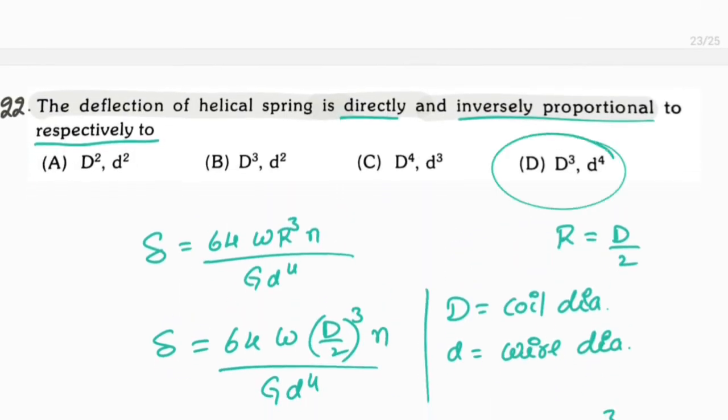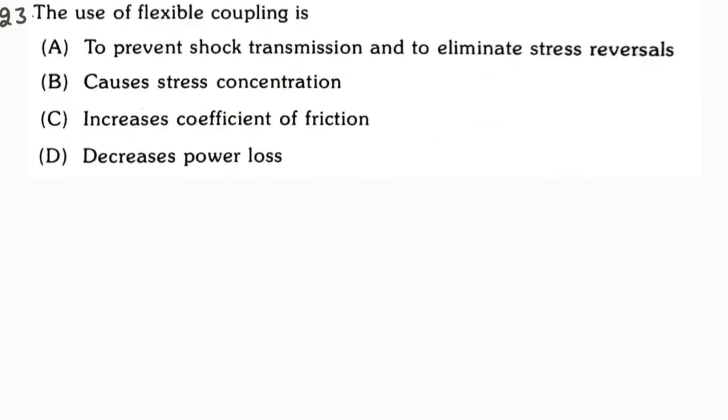Look at option D. Option D is absolutely correct. Deflection is directly proportional to the cubic power of coil diameter and inversely proportional to the fourth power of wire diameter. I hope you got my point. Let us take another problem. Look at the last problem.